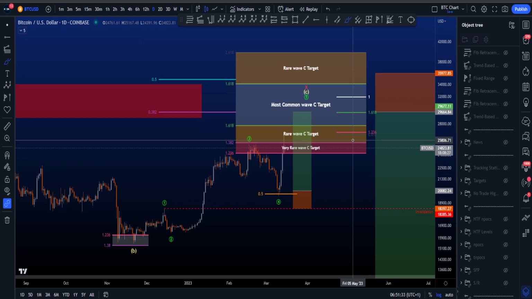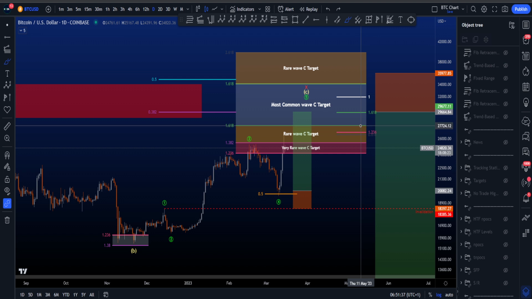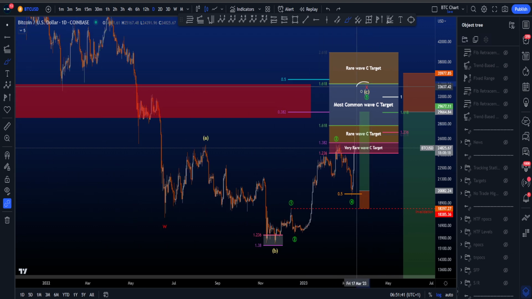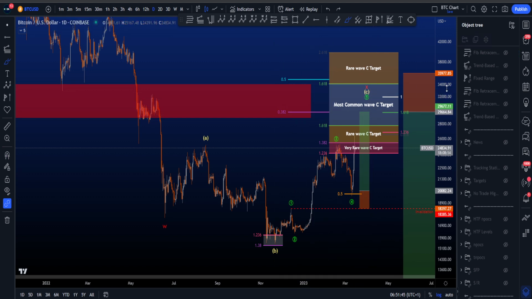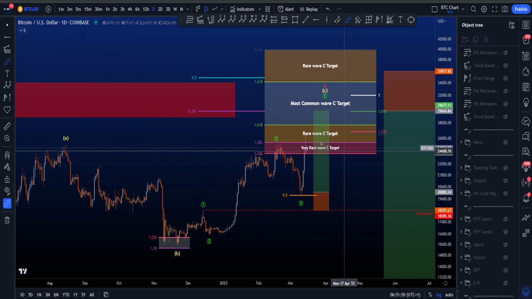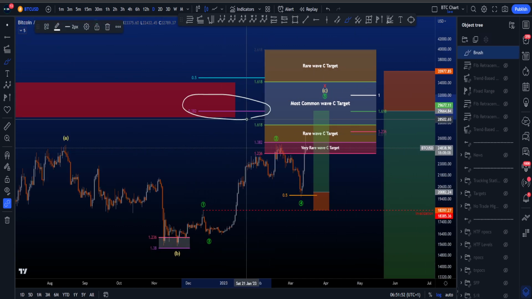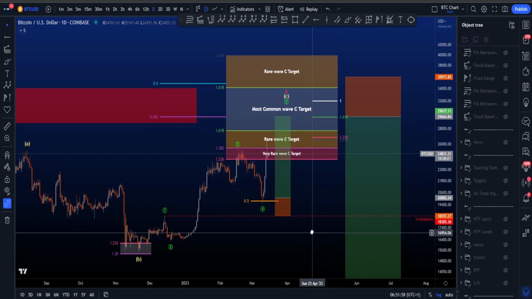The most common target for a wave C is the white box that you see over here between 27.7K and 34K. And also, once again, the red wave X, the Fibonacci that you see over here, the 0.382 is the fib taken from the all-time high to the low of W. And for a wave X, usually the minimum target is the 0.382, which sits at 29.7K. So that is an interesting area.